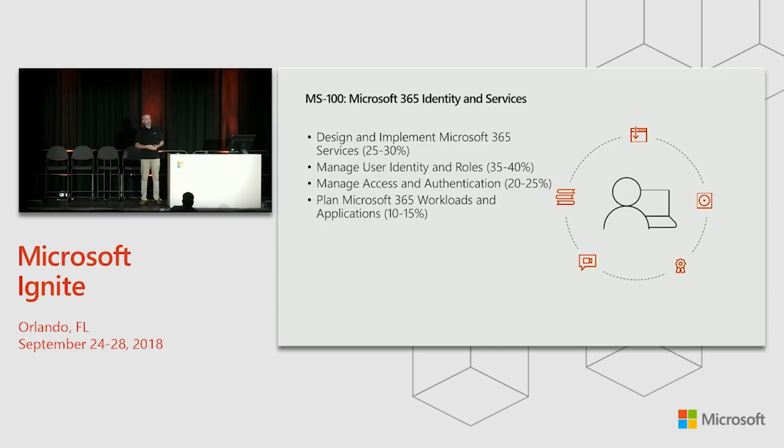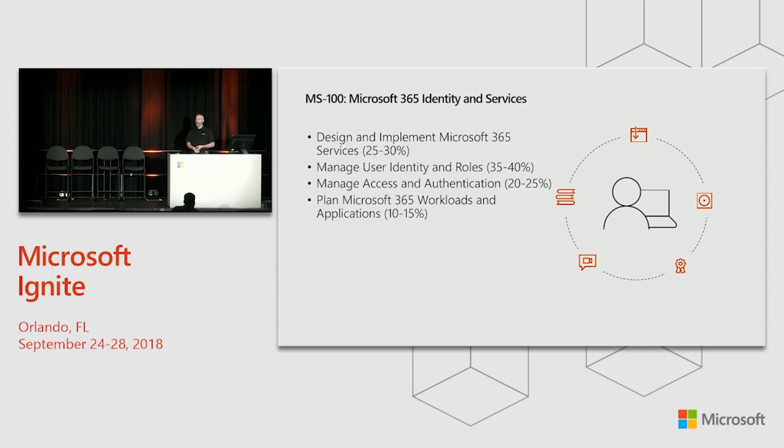For example, at the bottom here, plan M365 workloads and applications is only 10 to 15%. So you want to spend 10 to 15% of your study time on that. Overwhelming too much in one area is going to perhaps lose you marks in the others. You've got to kind of study appropriately. Okay, so what are the 4 areas? First of all, we've got design and implement Microsoft 365 services. I'm going to break that down for you in a minute. We then have manage user identity and roles, manage access and authentication, and then that final one, plan M365 workloads and applications.